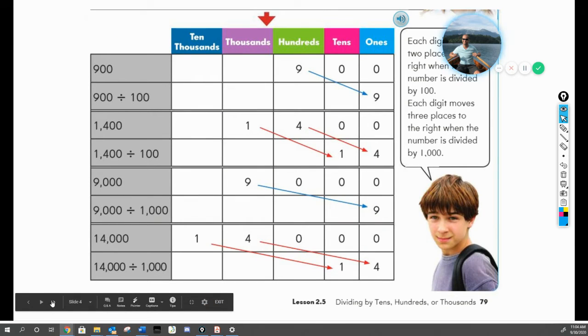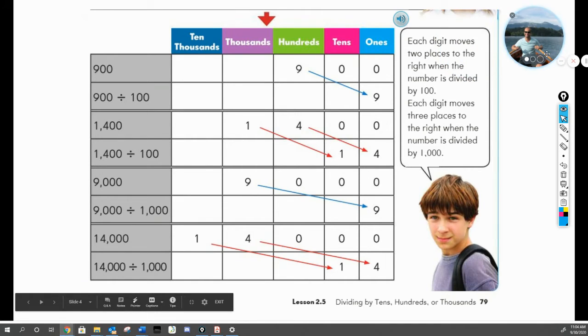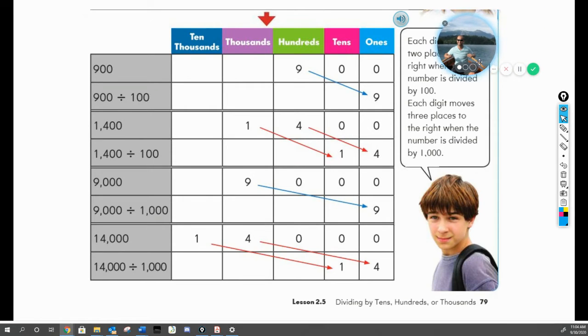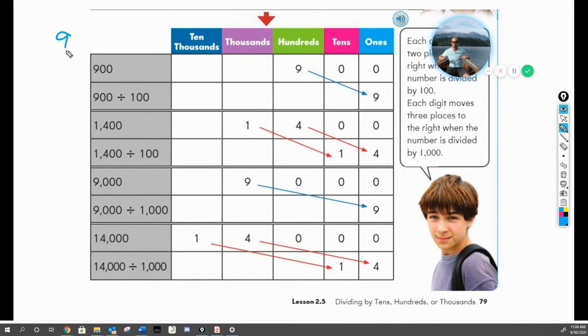Okay, same chart we looked at as the one before. And this young gentleman is saying each digit moves 2 places to the right when the number is divided by 100, and each one moves 3 places to the right when divided by 1,000. So you're moving your digits to the right. And remember what I also said is not only are you moving your digits to the right, but it's really helpful to think about it as your decimal moving to the left. All right? If you divide by 100, you're moving your decimal 2 places to the left.